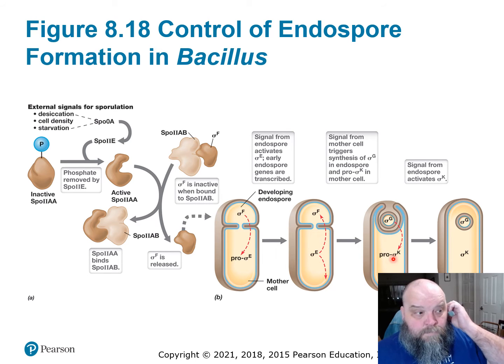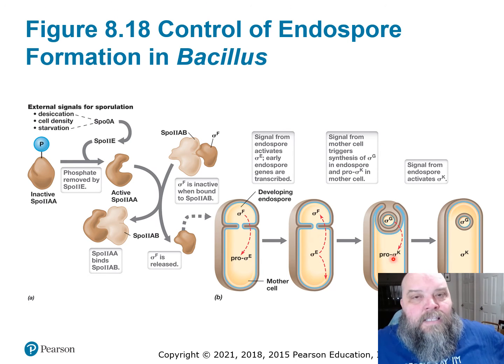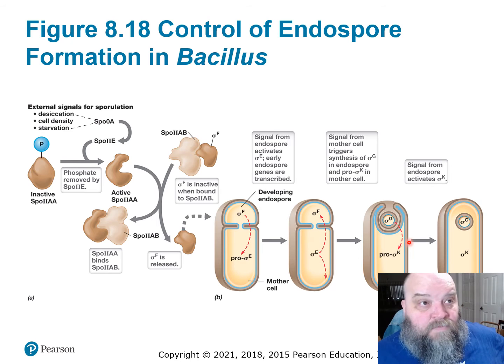SPO-A gets activated. SPO-A goes and activates 2E. 2E dephosphorylates SPO-2A. 2A goes and pulls 2AB off of sigma F, releasing sigma F, which can now go and start the process of activating the different sigma factors. The sigma factors are going to control expression of different operons and different regulons. Those genes from those operons, from those regulons, are going to call for the making of the different layers.